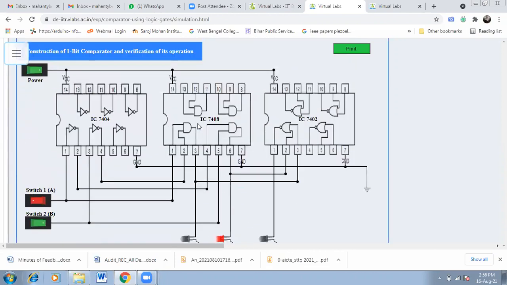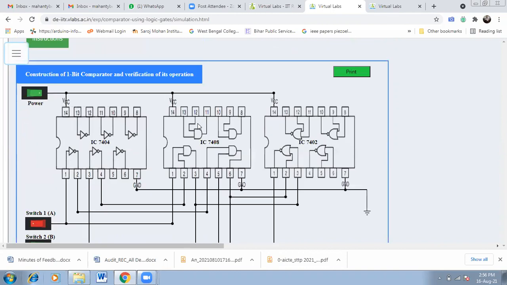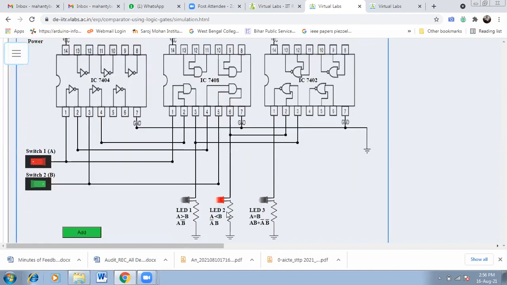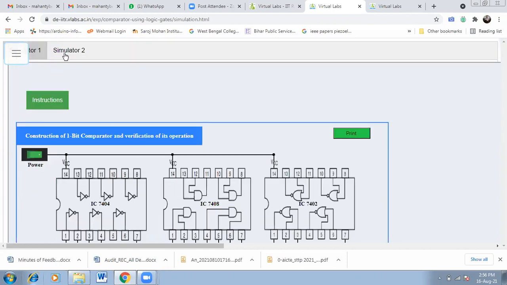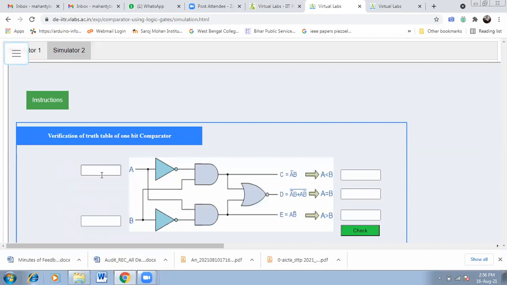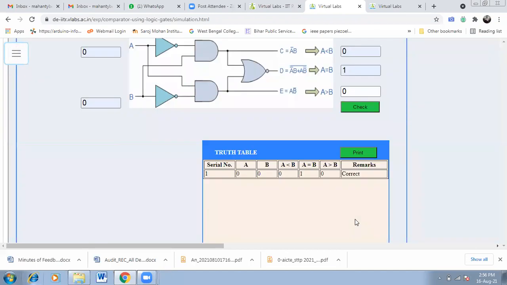So it's a simple one. You have to verify this truth table, which I have shown you here. Now there is a simulated truth table. If you apply 0 here and 0 here, both are 0, 0, meaning same. So this should be 0, this should be 1, and this should be 0. Now check. As both the inputs are the same, A is equal to B. So check it, this is correct.